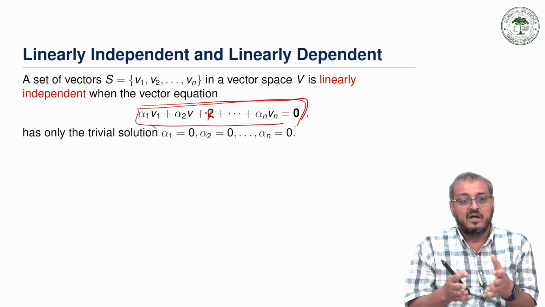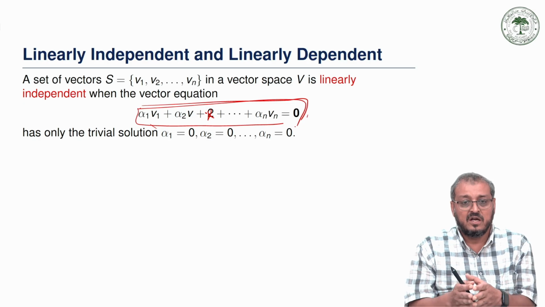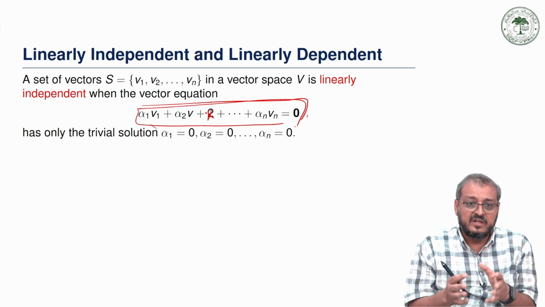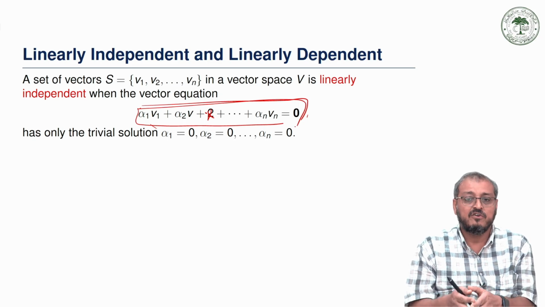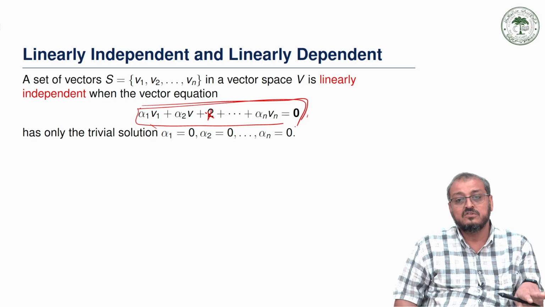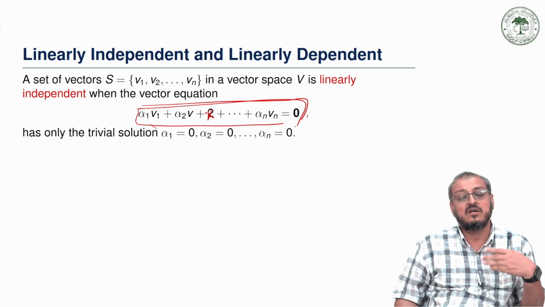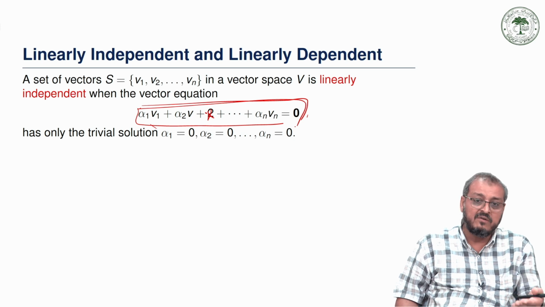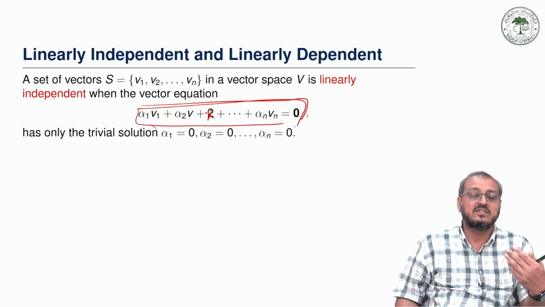We can say that a set of vectors v1, v2, up to vn in a vector space V is linearly independent when the vector equation has only the trivial solution, meaning alpha 1, alpha 2, up to alpha n are 0. If at least one of the alphas is not equal to 0, this is a non-trivial linear combination, and then we can say that the vectors are linearly dependent.